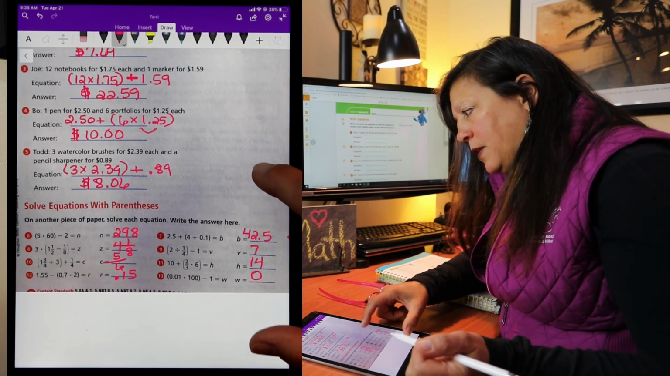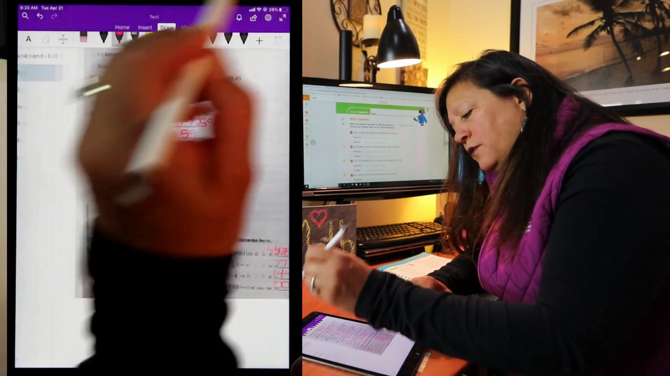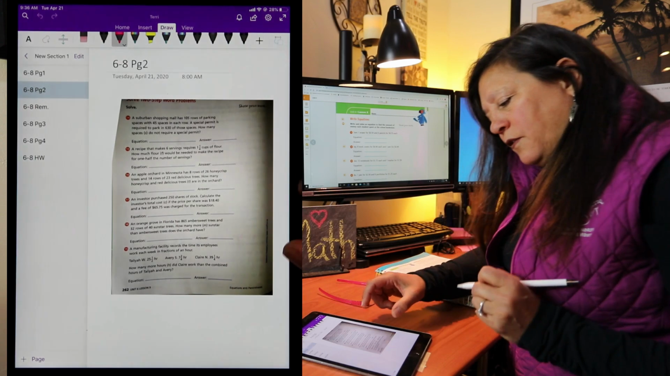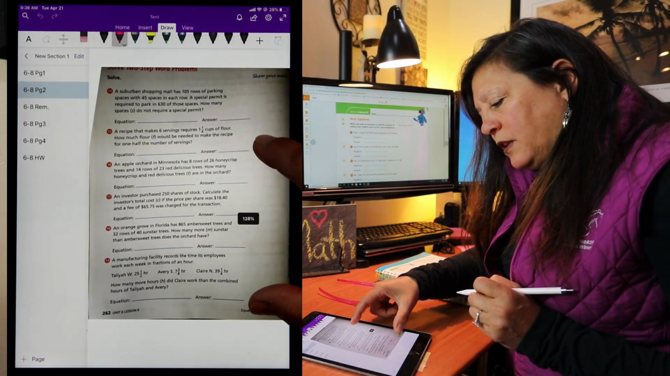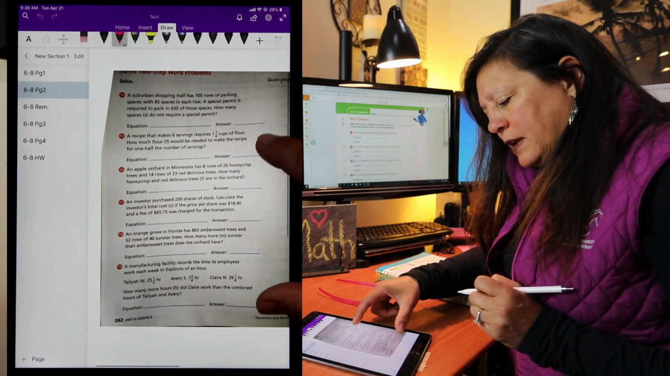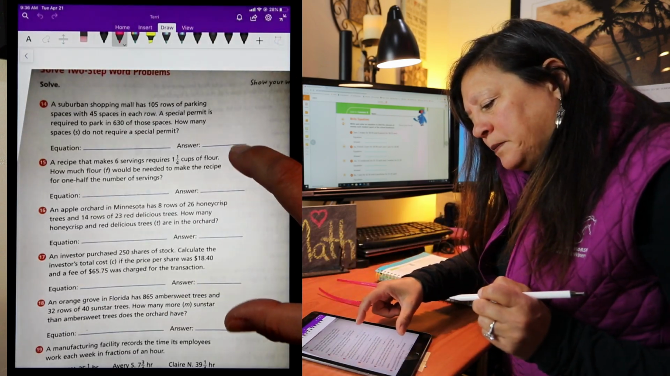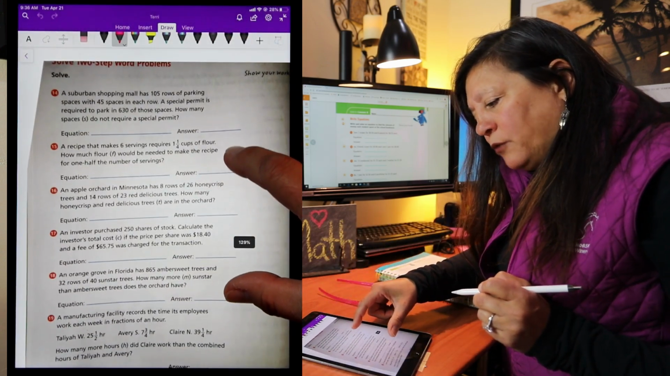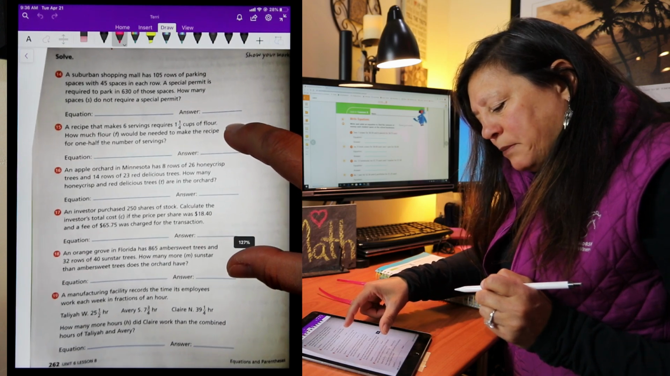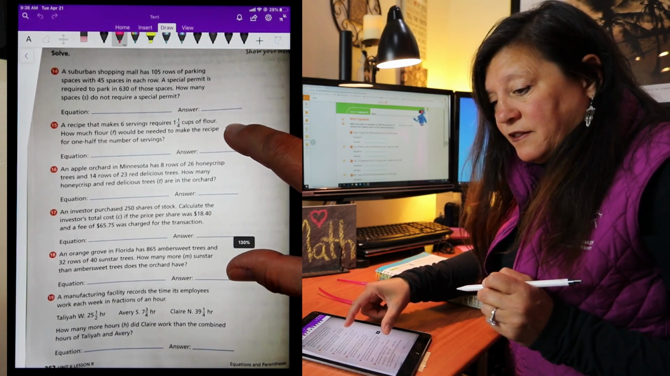Okay, let's go ahead and move to 262. This will be the second page that we're going to do today, and then we'll move on to remembering. Okay, so let's go through our story problems here. Again, multi-step, so we're going to be putting part of it in parentheses if necessary.